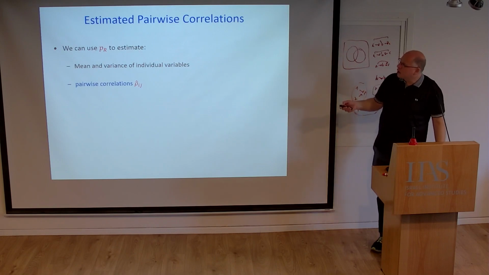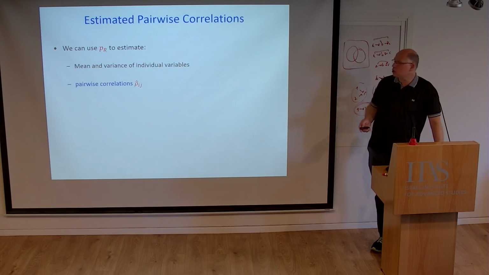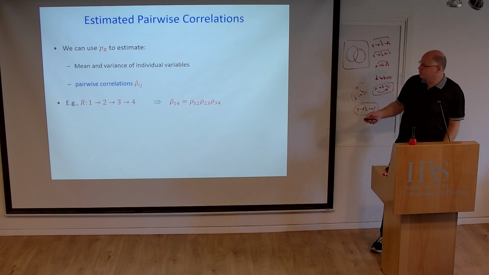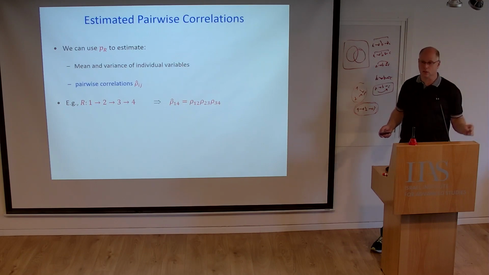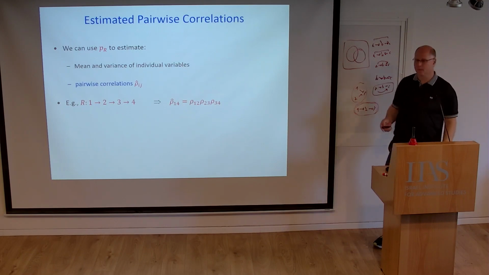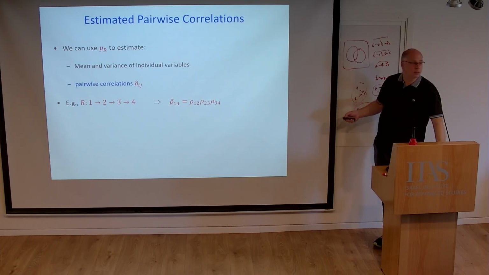So you can use P sub R to estimate means and variances of individual variables. You can use them to estimate pairwise correlations. So for example, if you have a chain model like this, the estimated correlation between 1 and 4 will just be the product of these pairwise correlations between adjacent nodes. Okay. That's an example of estimated pairwise correlation.